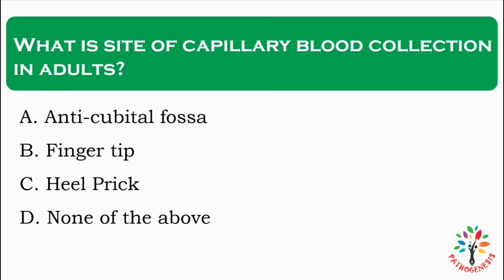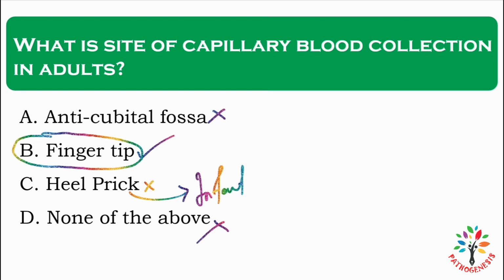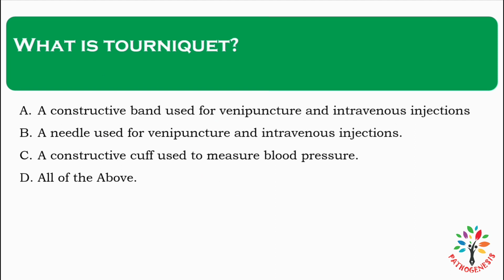Just a few minutes ago I discussed capillary blood collection, so I think you'll be able to answer this. Antecubital fossa is not applicable because it is capillary blood. Fingertip will be applicable. Heel prick is not applicable because it is used only in infants. None of the above is not the best answer. So the correct answer is fingertip. In adults, we collect capillary blood from the fingertip. Moving on to the next question.